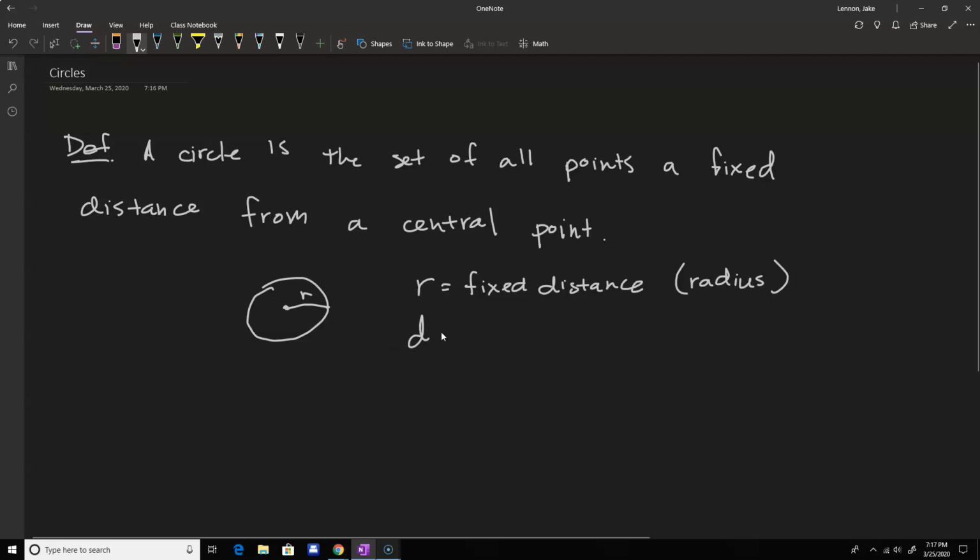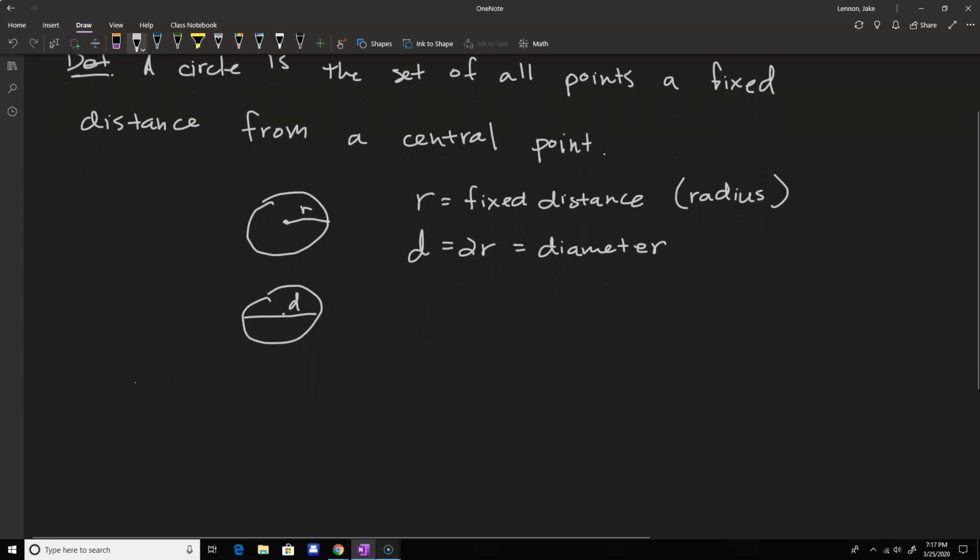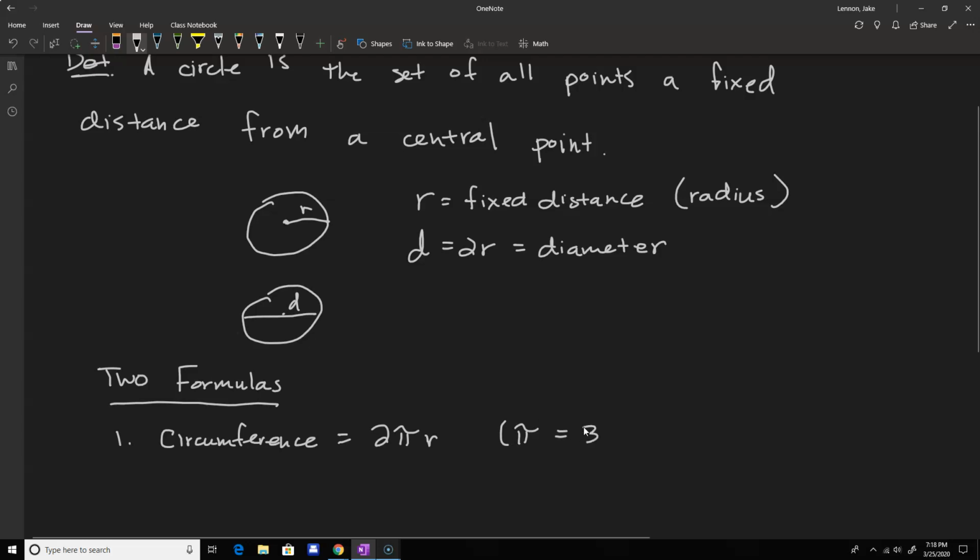If you double the radius, you get d, which is twice r, which is what you would get if you went all the way across through the center. So this would be d. This is known as the diameter. And there are two formulas that allow us to figure out both the area and the circumference of the circle. So the first is the circumference, which is essentially the perimeter, the distance around the circle. This is given by the formula 2 times pi times r, where pi is the mathematical constant that can be approximated by 3.14. In fairness, it goes on forever and ever and never has any discernible repeating pattern.